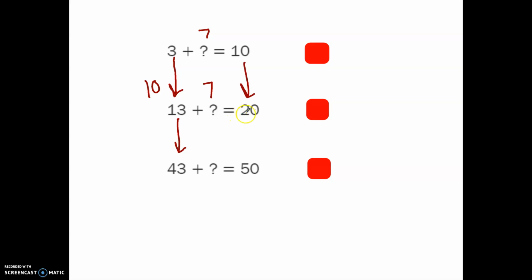13 plus what is 20? 13 plus 7 is 20. 43 plus what is 50? Well, I can kind of go with that same idea. Maybe this is 7. But I have to double check. I always have to prove that I think that's my right answer. I have to see that it makes sense. Well, 13 to 43 is going to be 30. So if this is 7, I add these two numbers together and I should get this number. 30 plus 20 is 50.